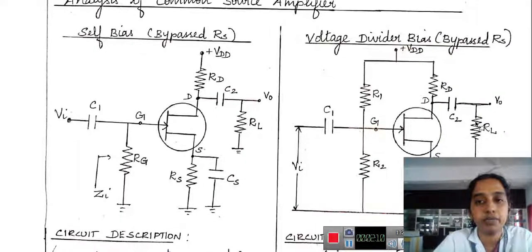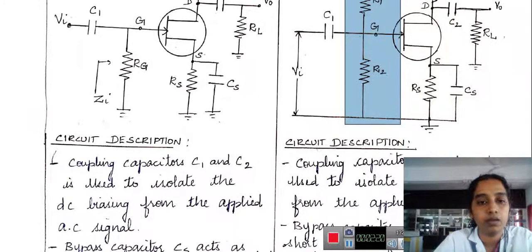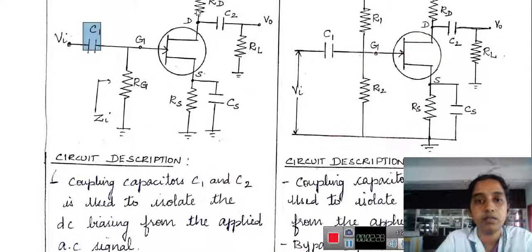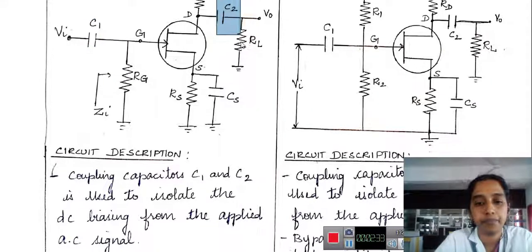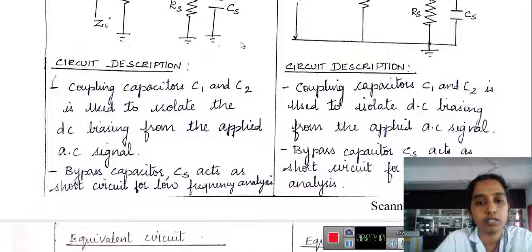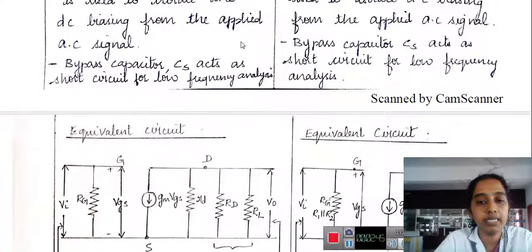And in the voltage divider bias, we have R1, R2, which acts as a voltage divider biasing circuit. Here we have coupling capacitors C1 and C2, the input coupling capacitor and the output coupling capacitor. C2 is the capacitor which is used to couple the output. And the bypass capacitor CS acts as a short circuit for low frequency analysis. So this is the equivalent circuit.